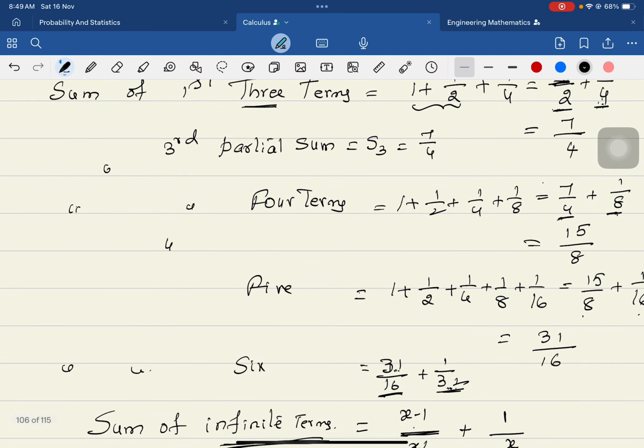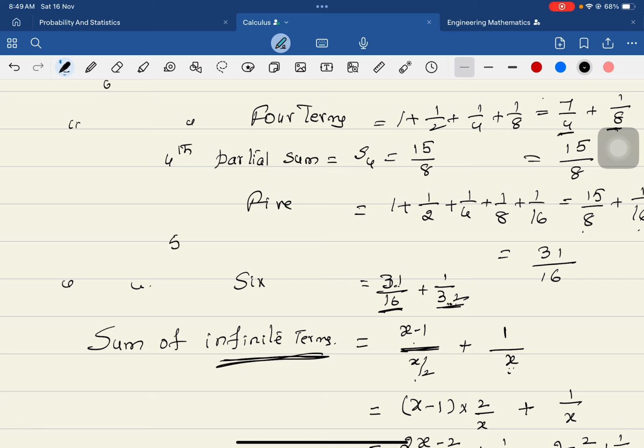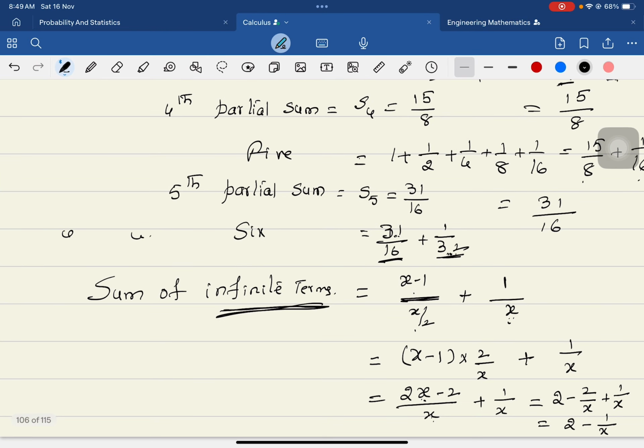Next, my fourth partial sum. What is meant by the fourth partial sum of the series? That is given by S4, and that value we got as 15 by 8. And then the fifth partial sum, given by S5, and the value of S5 is 31 by 16. So likewise, if I want to find the nth partial sum, then it gives you this value.